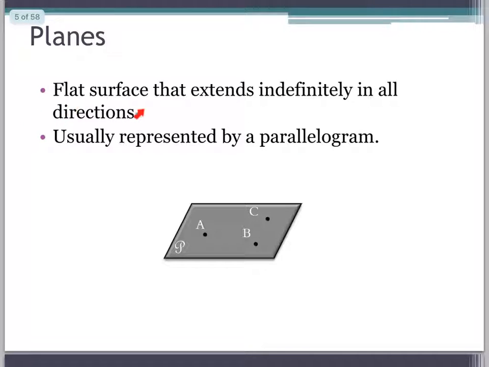A plane is a flat surface that extends indefinitely in all directions, usually represented by a parallelogram. And you can name it this way, like plane ABC, or plane P if you prefer. So you can represent it by a parallelogram like this. And this one you would call ABC. Or you could call it plane P.